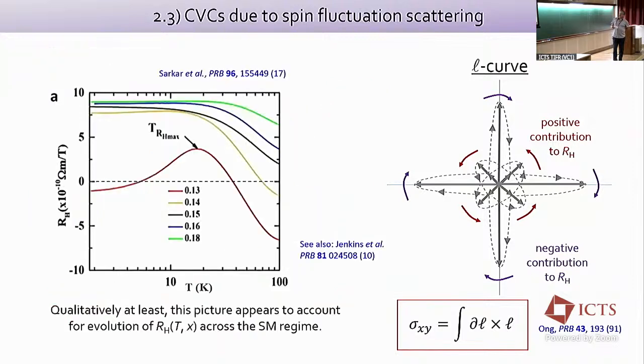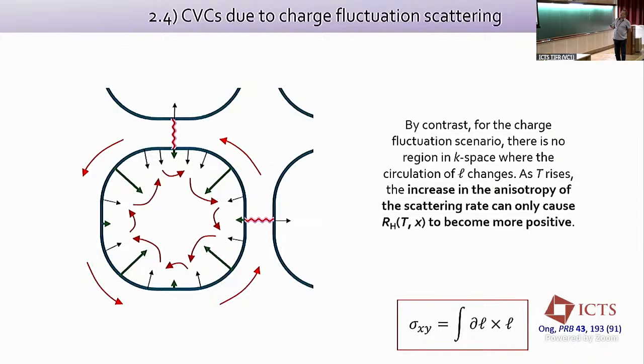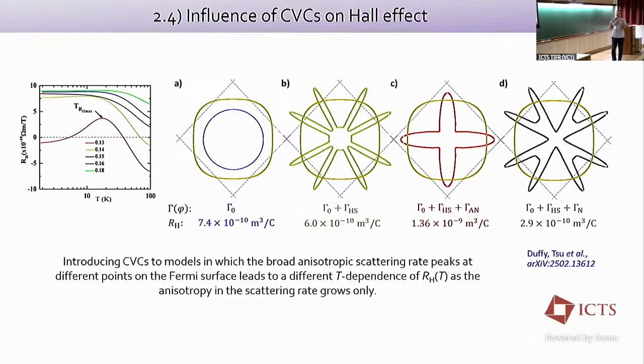Okay, so that would give us the variation there. And if you do the same thing for the charge, in fact, you never get a change in the circulation. And so you would always end up with a positive Hall coefficient, which actually gets more positive as this anisotropy grows. So I think taking the two together, I show here just some estimates for particular anisotropies.